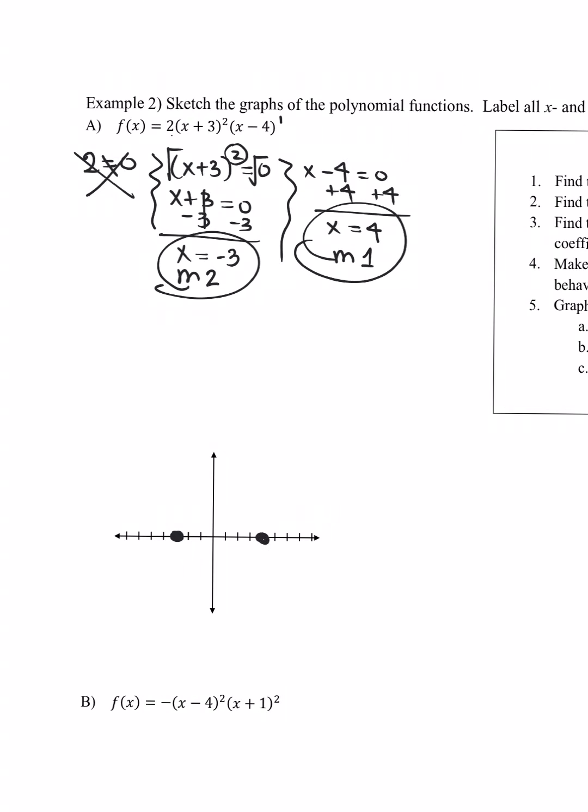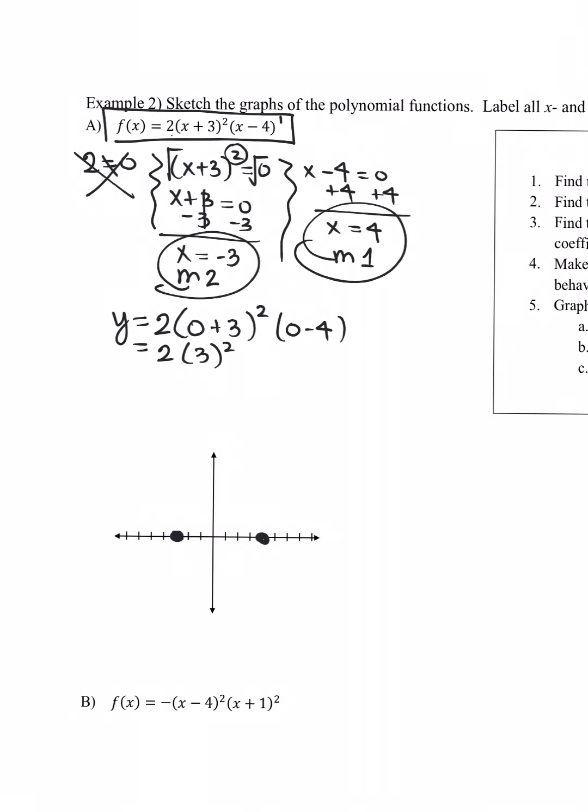And then I want to find my y-intercept. So I'm going to take this same equation, and anywhere I see an x, I'm going to turn it into 0. So instead of x plus 3, it'll be 0 plus 3, and then squared. And then instead of x minus 4, 0 minus 4. So then I have 2 times 3 squared times negative 4. So 3 squared is 9, 3 times 3. And then, what is that?